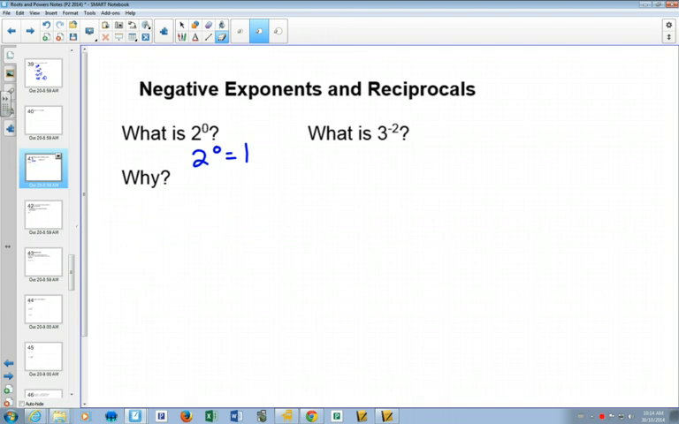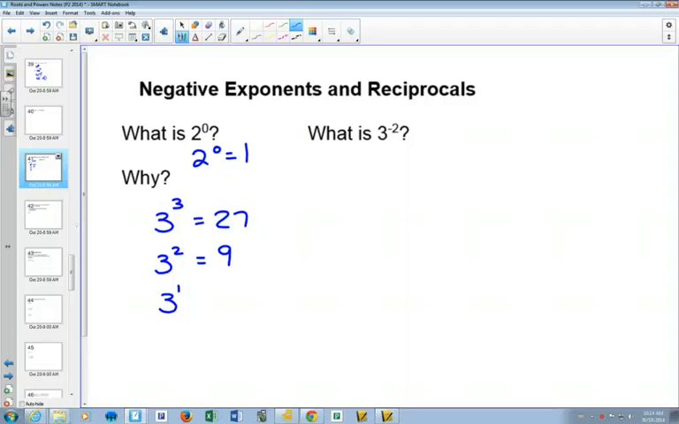Another really nice way to see why something to the 0 is equal to 1 is to look for patterns. 3 cubed is 27. 3 squared is 9. 3 to the 1 is 3. Now, if I go up, what pattern do you see on the left-hand side? Exponents are going up by 1, so the next one would be 3 to the 4. And if I look on this side, what's happening as a pattern? You're timesing by 3 each time. And sure enough, 3 to the 4 is 81, because you could times by 3 as well.